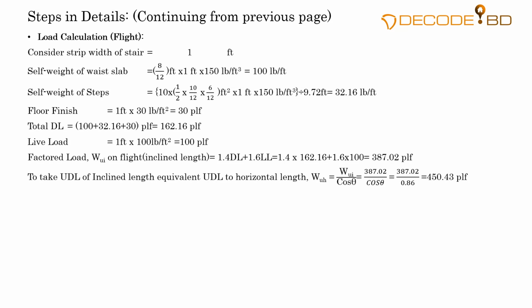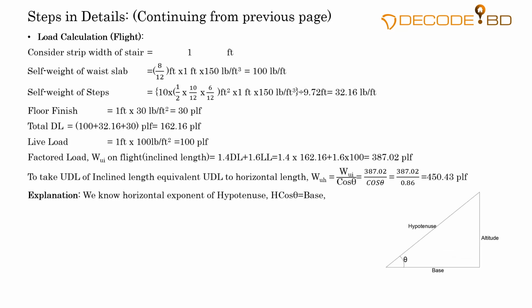Now you can ask why we are dividing by cos theta. Explanation: we know the horizontal component of the hypotenuse is cos theta, equal to base of any triangle. This is the triangle with hypotenuse, altitude and base. So A cos theta equal to base.